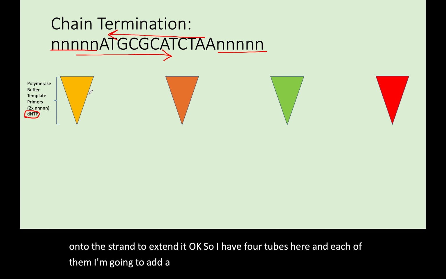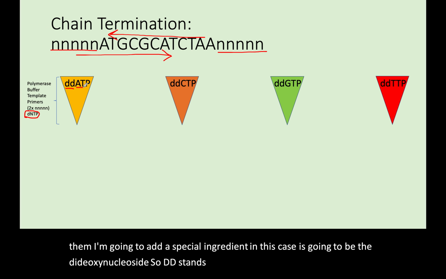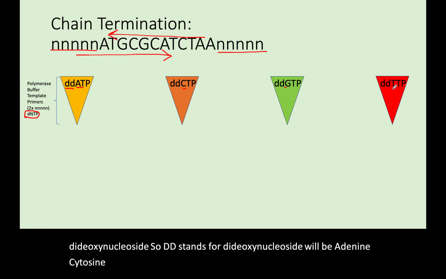Okay, so I have 4 tubes here, and to each of them I'm going to add a special ingredient. In this case, it's going to be the dideoxynucleotides. So DD stands for dideoxy. In this case, it'll be adenine, cytosine, guanine, and thymine.